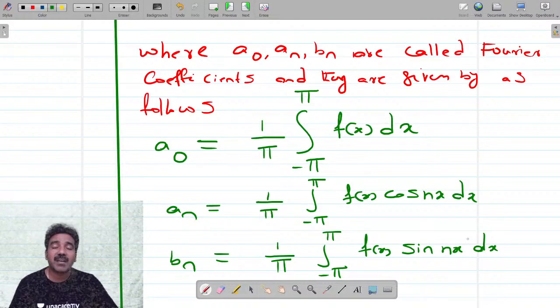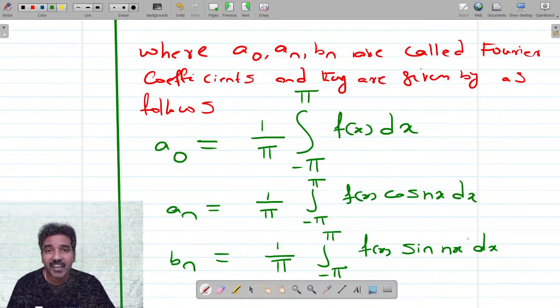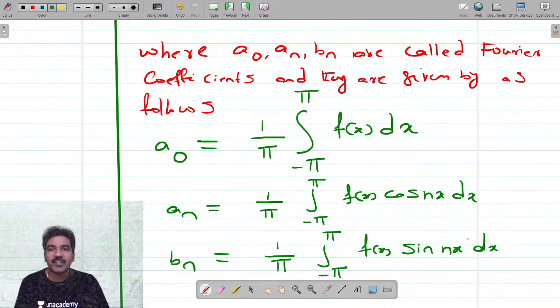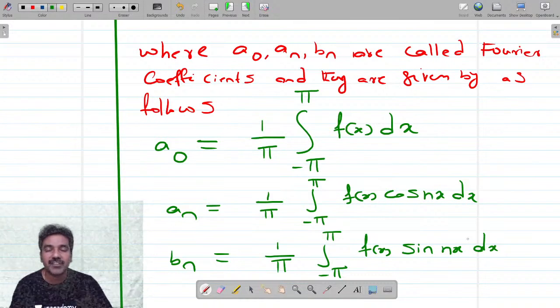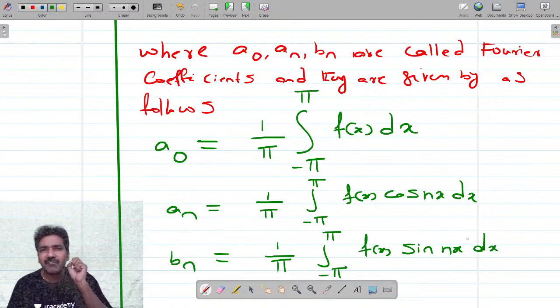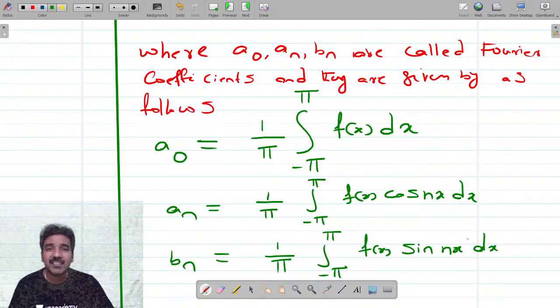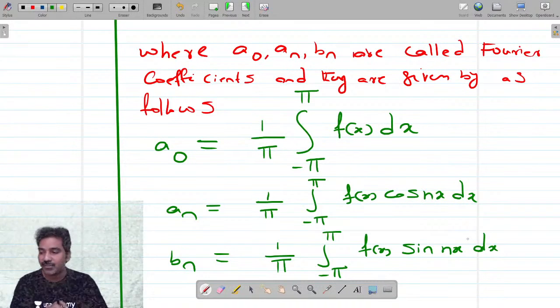In the examination, sometimes they may ask you directly what is a naught. Sometimes they may ask you an. Sometimes they may ask you bn. Sometimes they may give it like this: the Fourier series expansion of this particular function f of x defined in closed interval minus pi comma pi is given below. Then using this Fourier series expansion, what is the sum of the infinite series? So one of the important applications of Fourier series is finding the sum of infinite series. Tomorrow we will solve some problems. Okay.